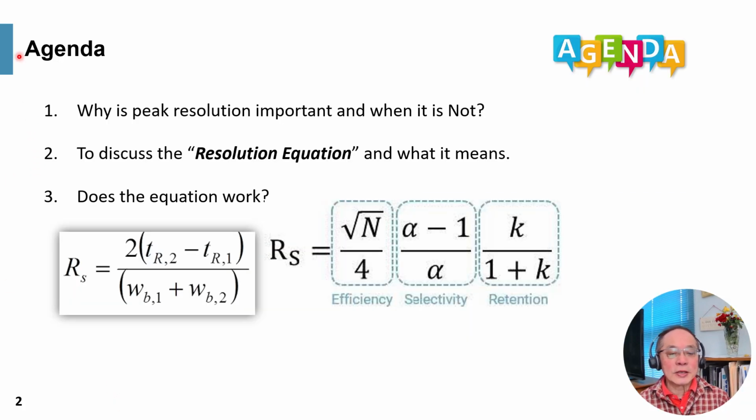Here is the agenda. We have 3 topics to be discussed. First one, why is peak resolution so important? And when is resolution not important? Second, we want to discuss the resolution equation shown here and what does it really mean. Third, does this peak resolution equation actually work?